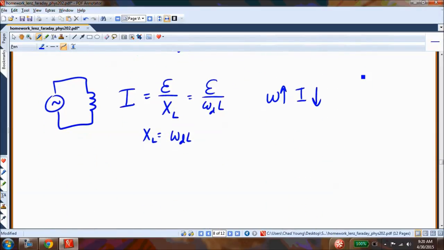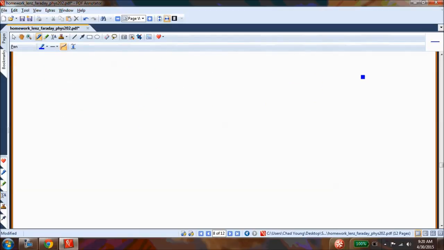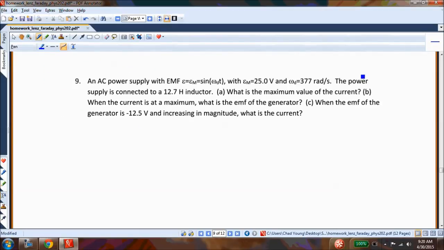And we'll do 9, and actually on number 9 we're not going to do part C, so you can just forget about part C. It was a little more complicated than I thought. Okay, so here I have this AC power supply, and it's connected to an inductor. And I want to know what is the maximum value of the current.